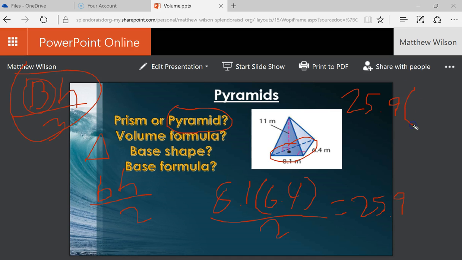So we get 25.9 times our height. Our height is 11 meters. That's that line right there. And then divided by 3, because that's our volume formula. So when I multiply 25.9 times 11, and then divide that by 3, I get 95.04, or just about 95. So 95 meters cubed. And that's my answer.